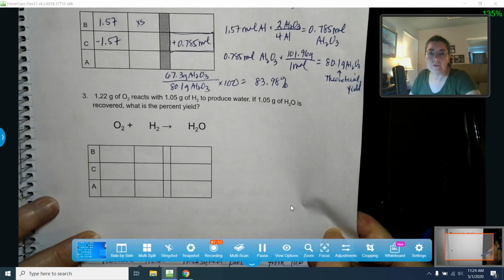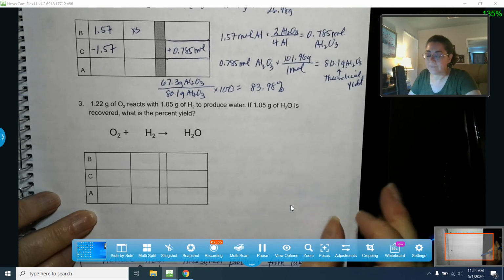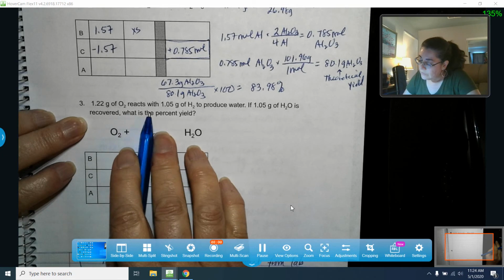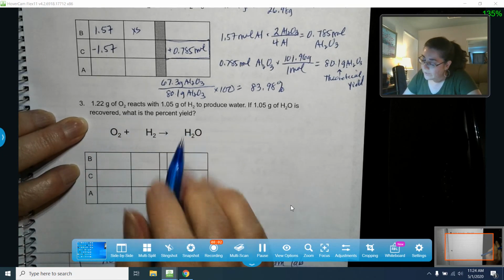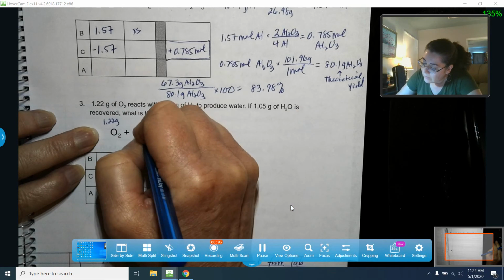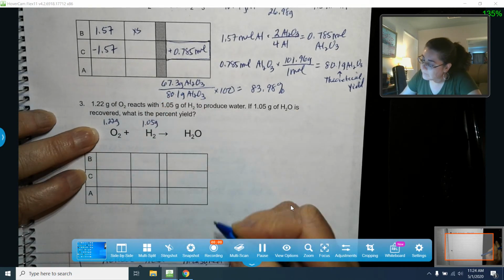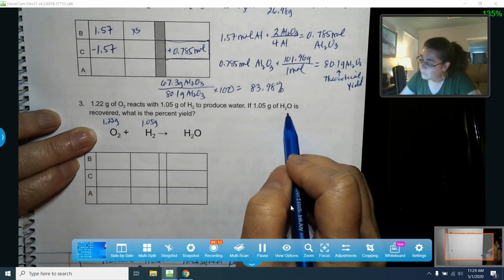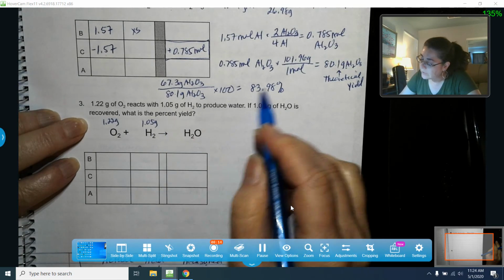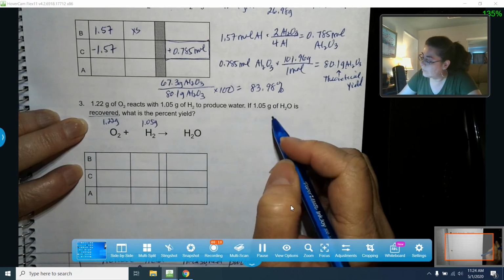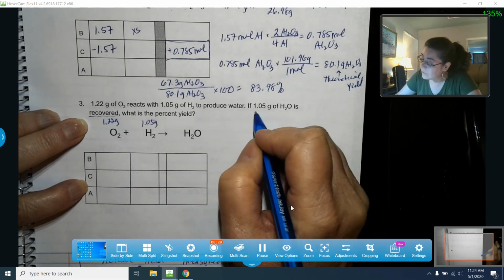Alrighty, let's do the last one. 1.22 grams of oxygen reacts with 1.05 grams of hydrogen to produce water. If 1.05 grams of water is recovered, what is the percent yield? When you see the word recovered, that tells you that's your actual yield.